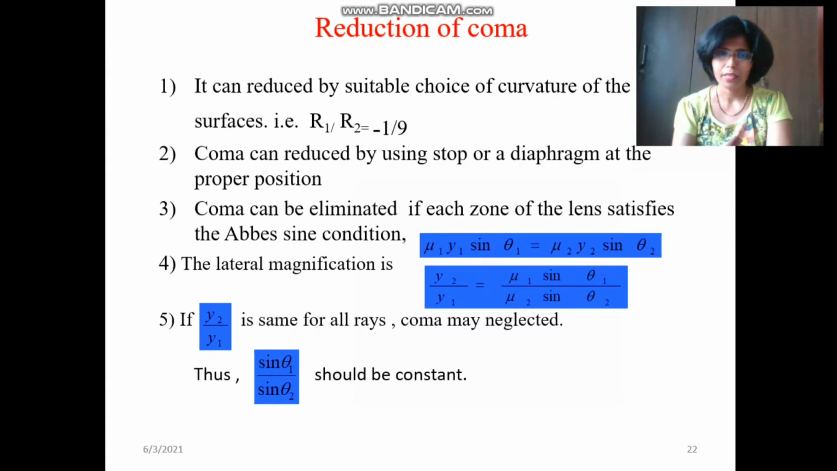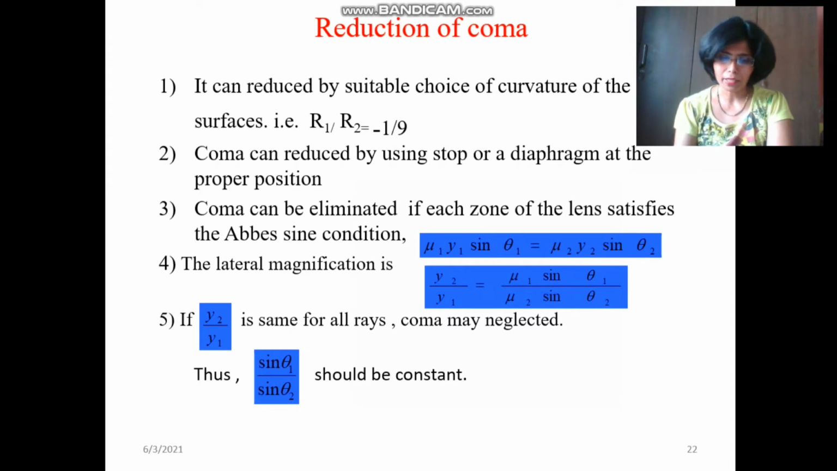What is it? It is mu1 y1 sin theta 1 is equal to mu2 y2 sin theta 2. Fine. Mu1, y1 and theta 1 refer to the refractive index, height of the object above the principal axis, and slope angle of the incident ray of light respectively. The quantities mu2, y2 and theta 2 refer to the refractive index, height of the image and slope angle of the emergent rays of light in the image medium respectively.